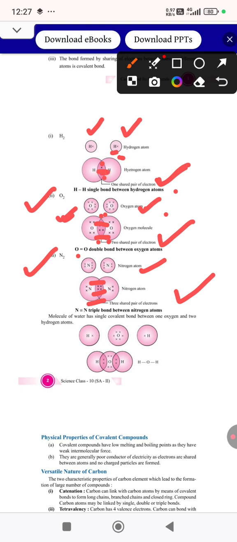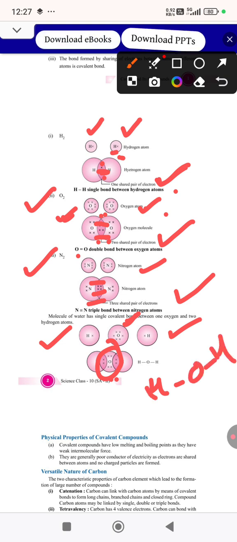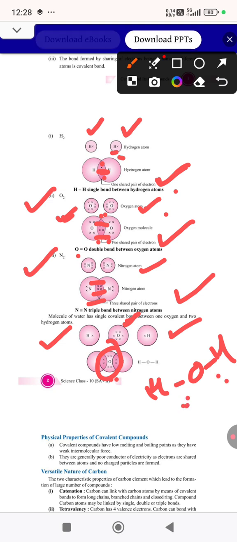A molecule of water has single covalent bonds between one oxygen and 2 hydrogen atoms. One hydrogen here and 6 oxygen electrons here and 1 hydrogen electron here. They combine and make H2O, with O-H bonds. Single bond here, single bond here. So there are 2 single bonds in water.